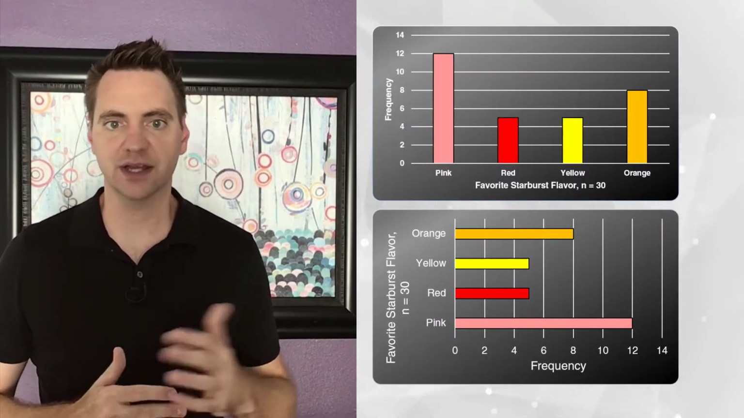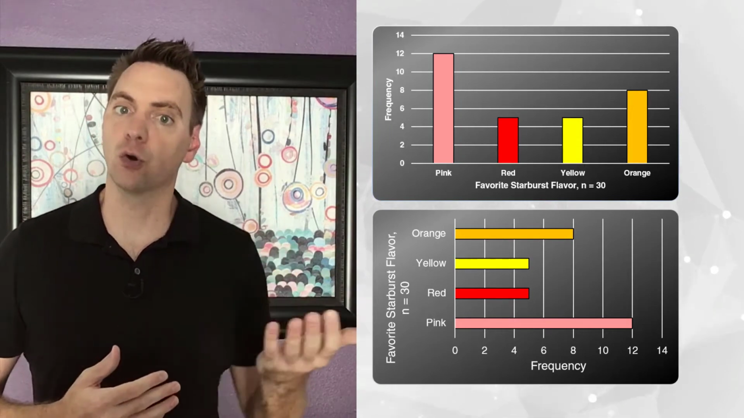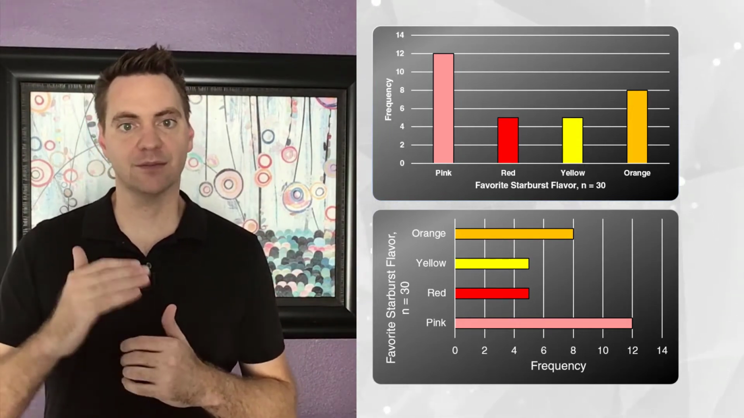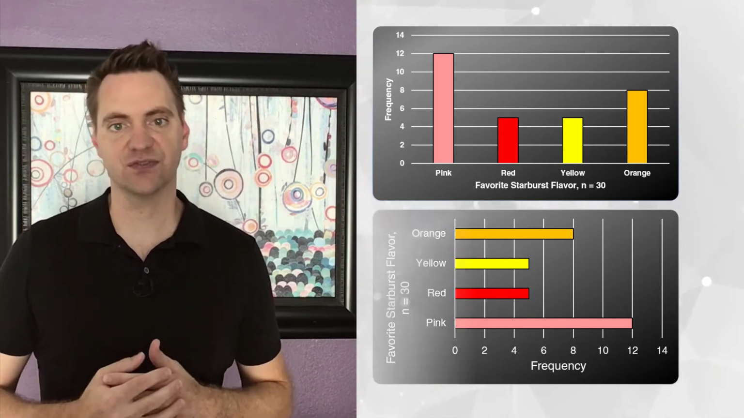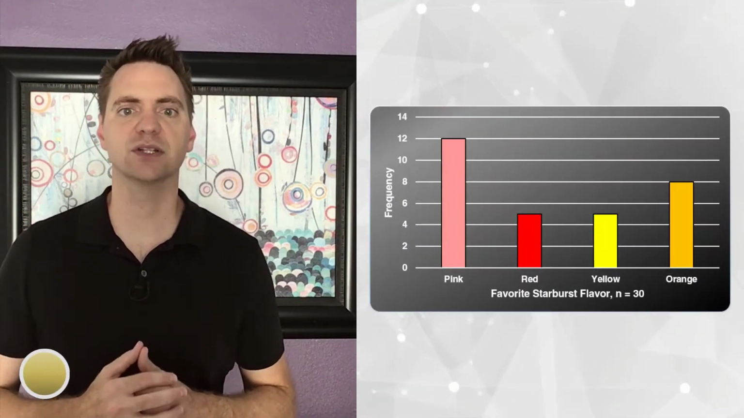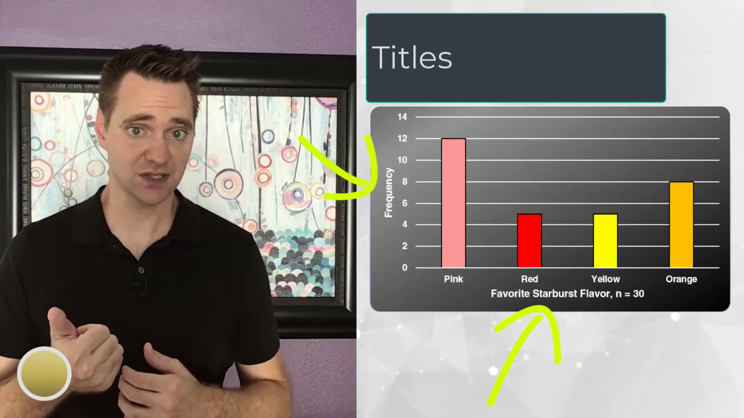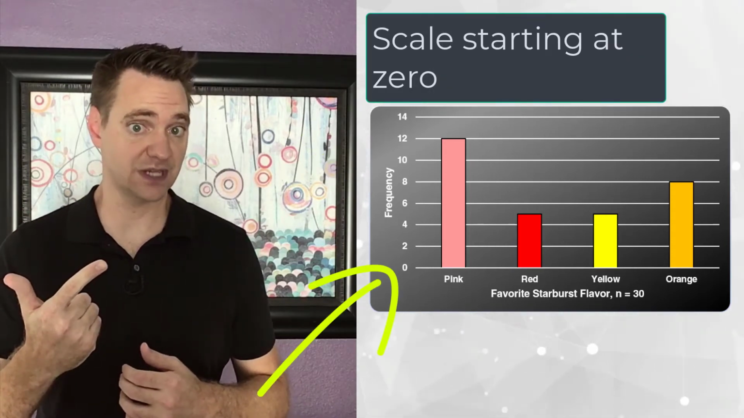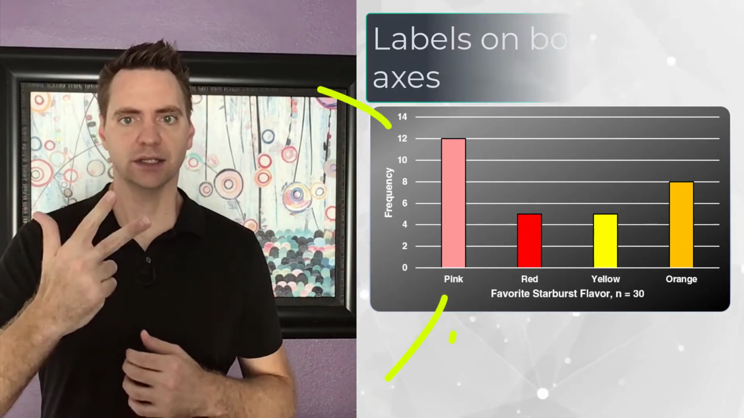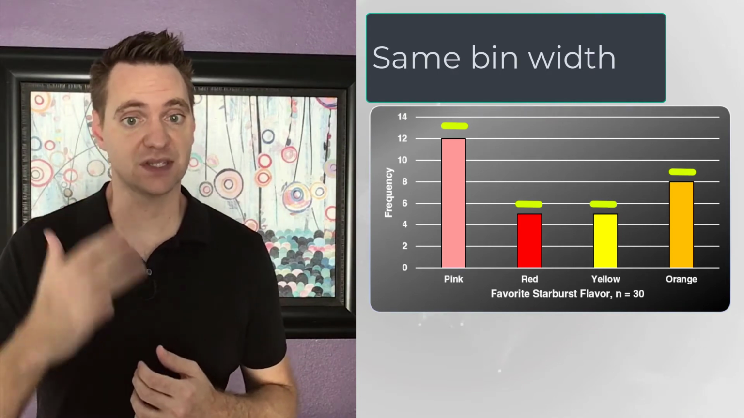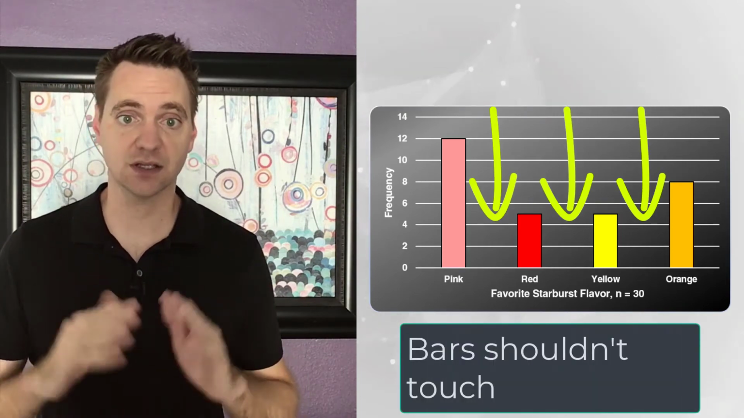Here, the length or height of the bars represents the frequency or relative frequency of each value the variable takes. You can orient them vertically or horizontally, either is fine. So what are the required elements of a bar chart? A title for either the entire graph or each axis, appropriate scale on the frequency axis that starts at 0, labels on both axes, or you can use a legend, and your bars and bins should be the same width. Also, they should not touch each other.